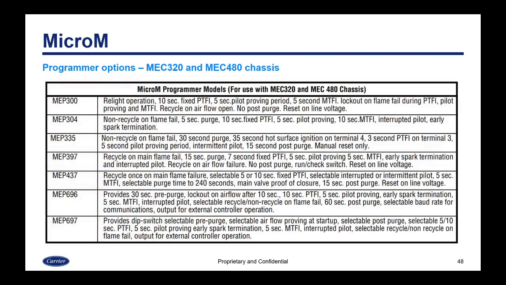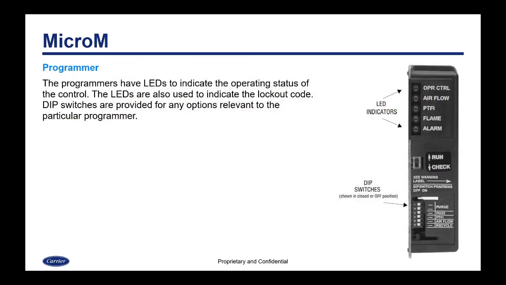The programmers have LEDs to indicate the operating status of the control. So you can see the LEDs on the right. They're also used to indicate the lockout code if you don't have a connection to read with Modbus what the lockout code is. Dip switches are provided for any option relevant to the particular programmer, so the dip switches are on the right at the bottom.